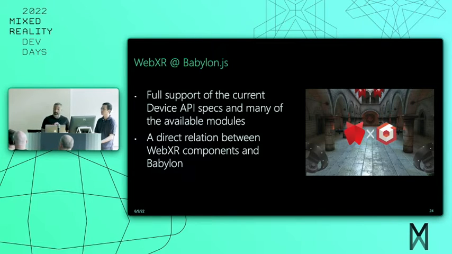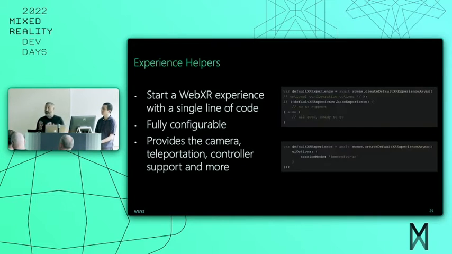Babylon introduced the WebXR Experience Helper. It's a way to start with a single line of code a VR or AR experience. It's fully configurable. It includes a WebXR camera, input and controller support, pointer emulation for WebXR, teleportation, enter and exit button, and everything you need to start an XR session on the web.